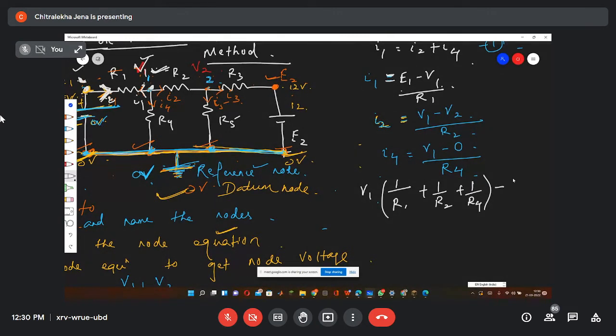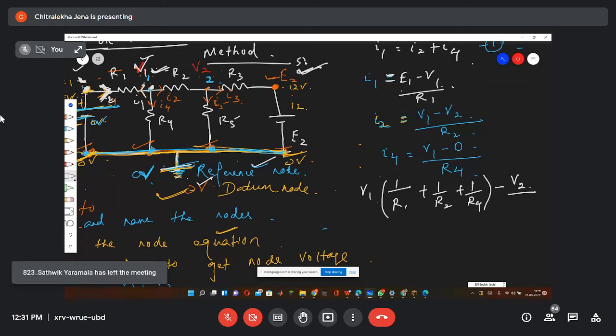Ma'am, I did not understand the 0 volt reference node from the start. This 0 volt is the datum node, the reference node, we are taking it as 0 volts. All the node voltages are measured with respect to the reference node. Suppose this battery has 5 volts. That means this is 0 volt and this is 5 volt. Got it or not? Yes. So all the node voltages are measured with respect to this reference node.